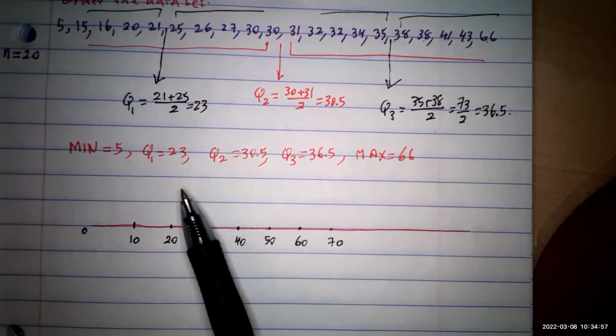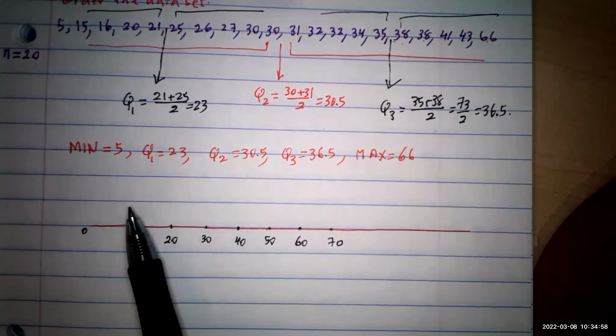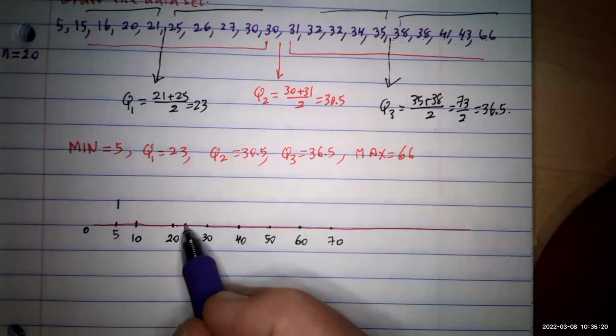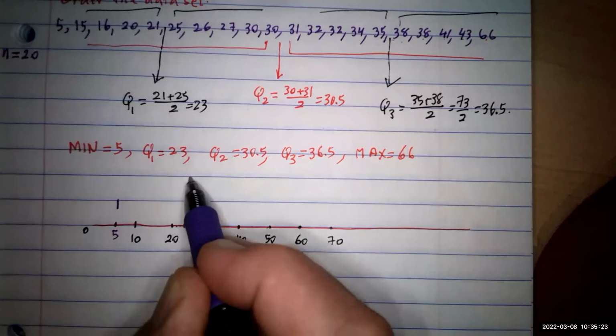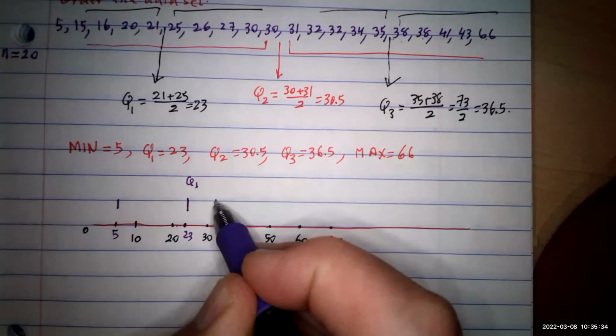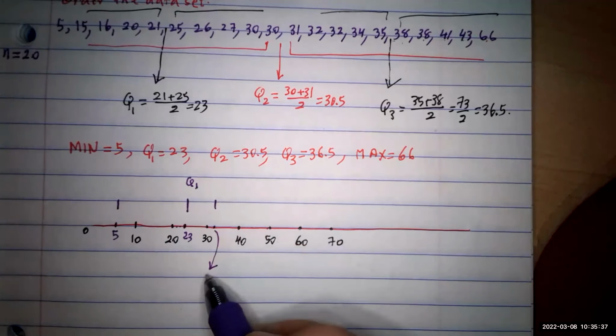So identify the numbers, and you just put a small vertical line on the top to construct your box. The minimum is 5, so you draw a line here and make a box from this vertical line. Then the Q1 of 23 is going to be 1, 2, 3, so that would be your Q1. Then Q2 is 30.5, so this number is going to be your Q2.